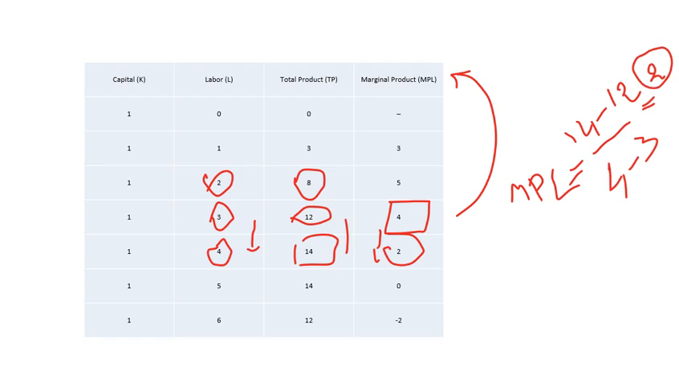So we can do the same in this way. We can calculate the MPL for each additional worker here and so on. And as you can see here, MPL rises initially in the beginning, and then achieves a maximum, then starts decreasing, reaching 0, and then becoming negative. And we will see the different stages later.